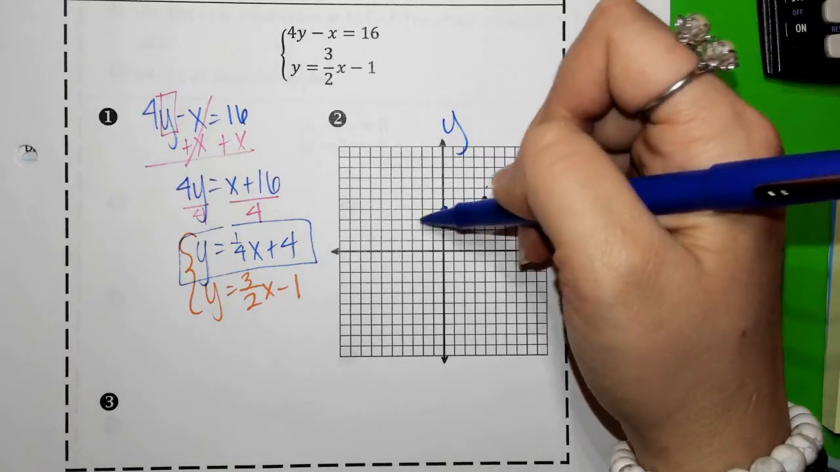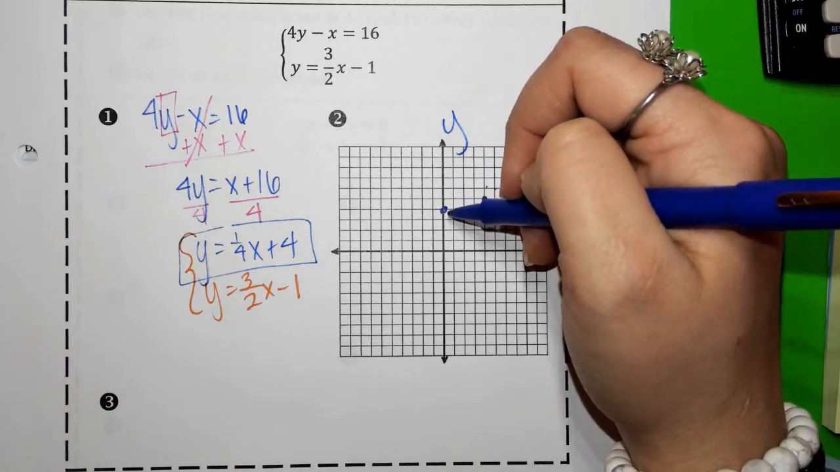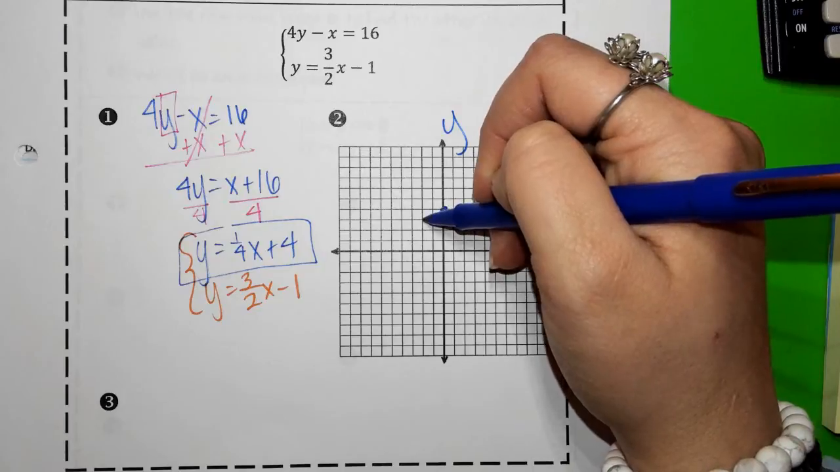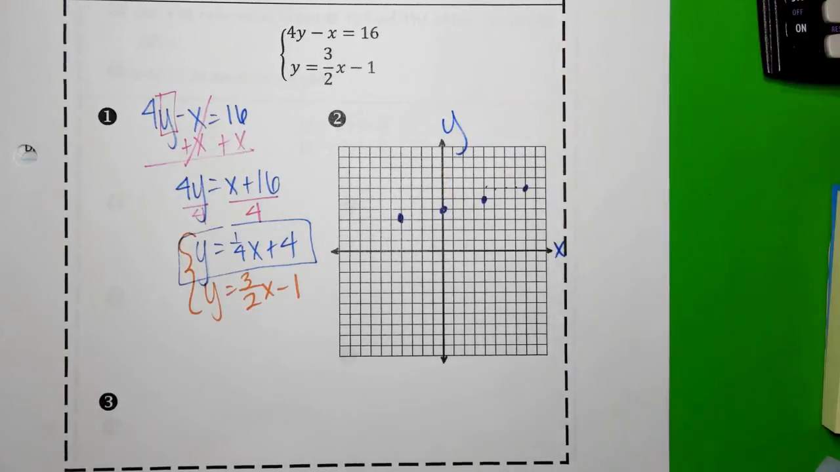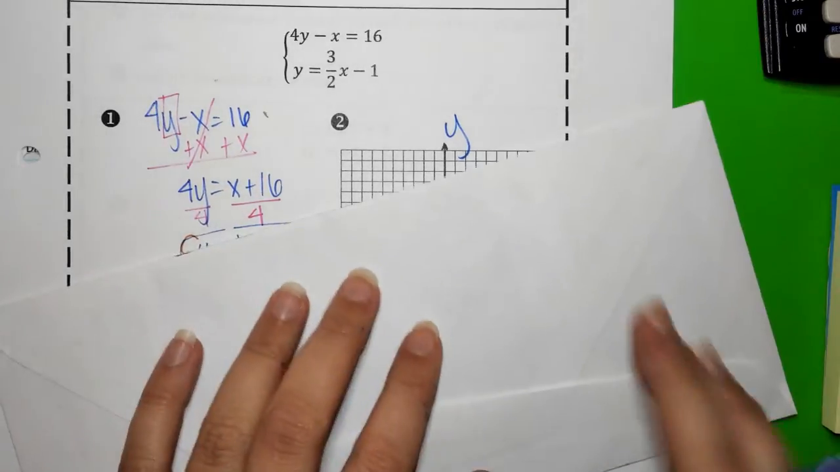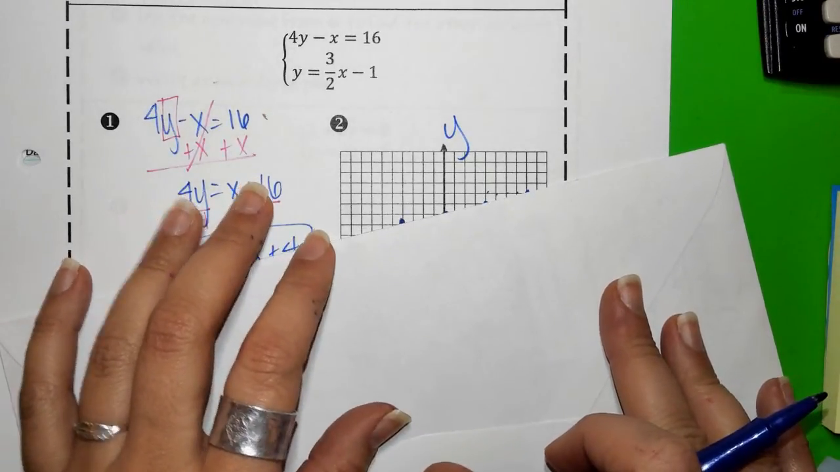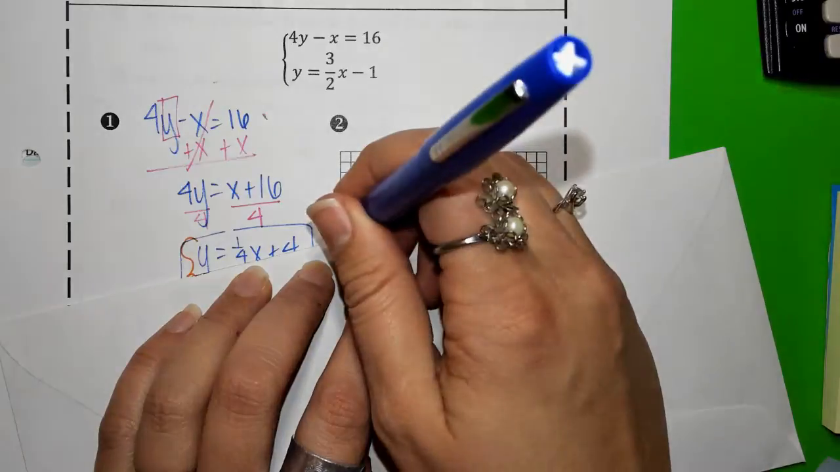Could I also go down 1 and left 4? Why would I not go down and to the right? Because that's not the same slope. Yes. Do we connect our dots? Yes. Connect those dots, children.